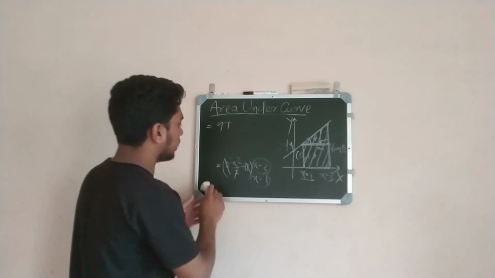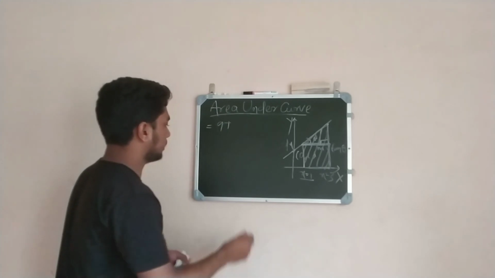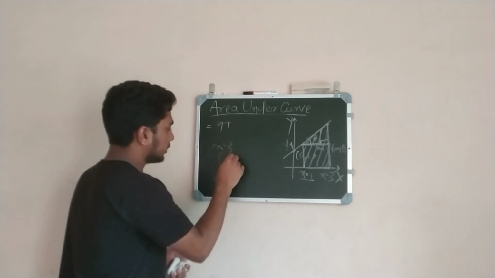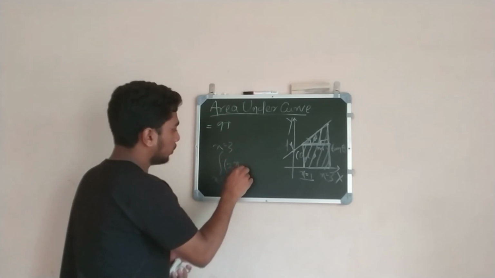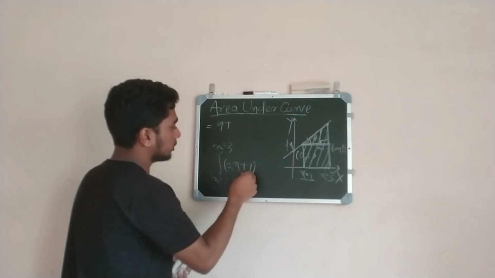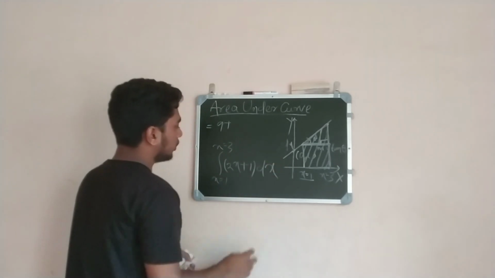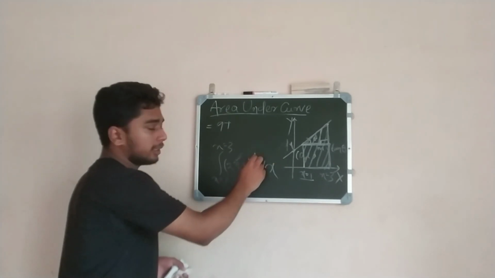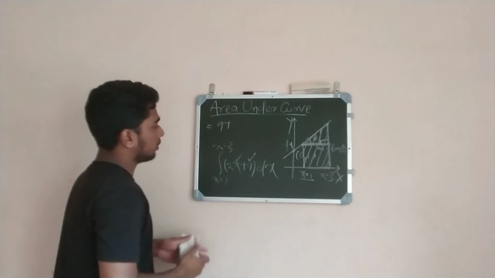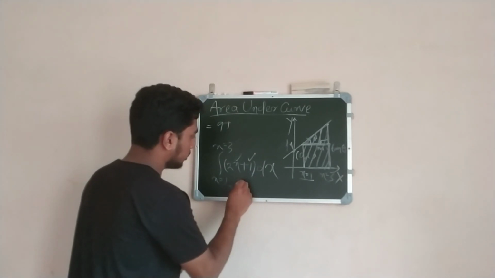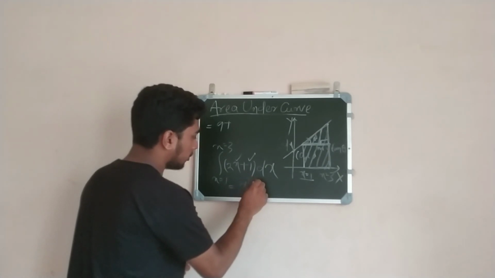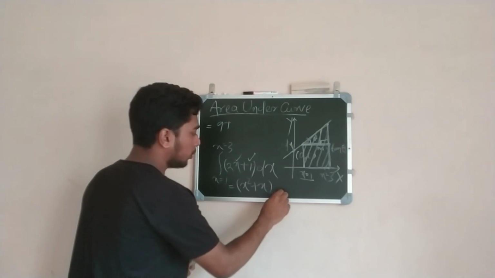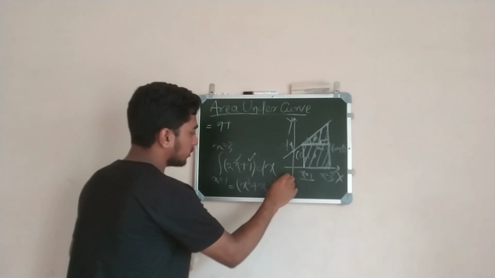Our integration was the integration from x is equal to 1 to x is equal to 3 of 2x plus 1. So the integration of x will be x square by 2 and the integration of 1 will be x. So that is why I can put here x square plus x, limit x is equal to 1 to x is equal to 3.